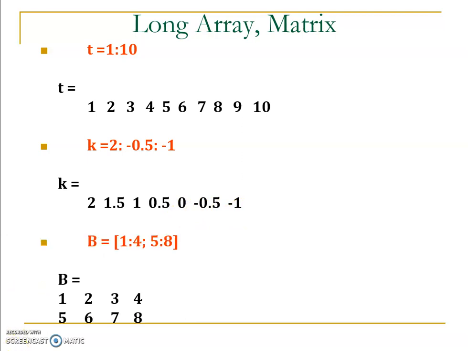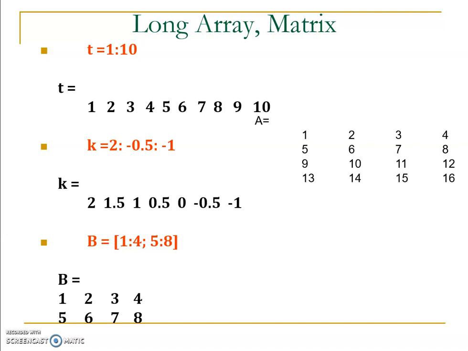Let's go to the next example, where b is equal to 1 colon 4 semicolon 5 colon 8, meaning create a matrix with first row from 1 to 4, second row from 5 to 8, and thus we get b is equal to 1, 2, 3, 4 in first row and 5, 6, 7, 8 in the next row.